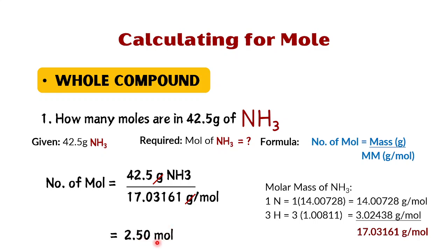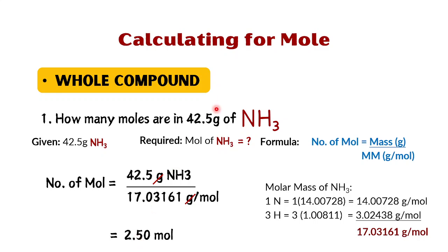And then the mole unit. So that's how we calculate for the mole of a whole compound. We look at the mass of that compound, and then we divide it by its molar mass. Then we cancel out the same unit, and what's left there is the mole. And then for the values, we make sure that the significant figures are reflected.